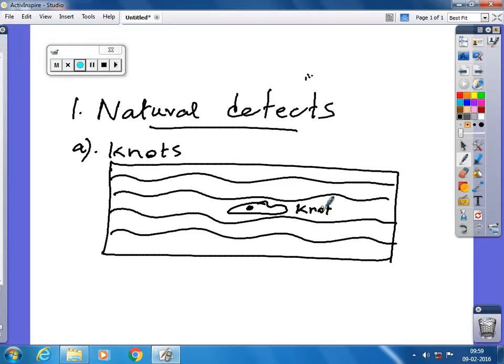So how is a knot formed? Read it and tell me. How is a knot formed? Yes. And how is a knot formed? Somebody else from here. Are you clear with knot? No? No? How do I explain?